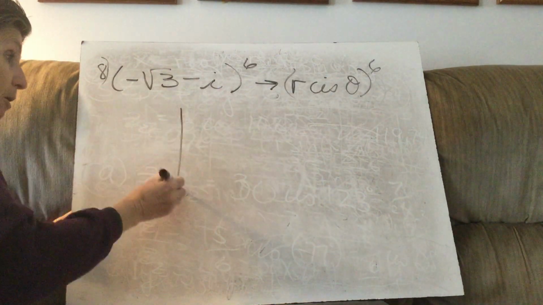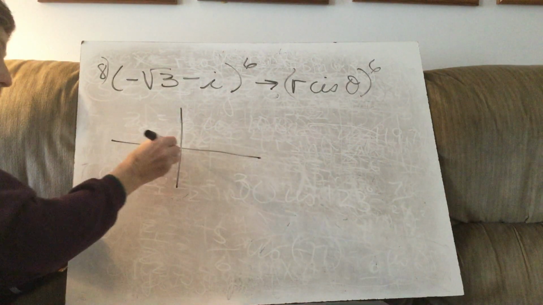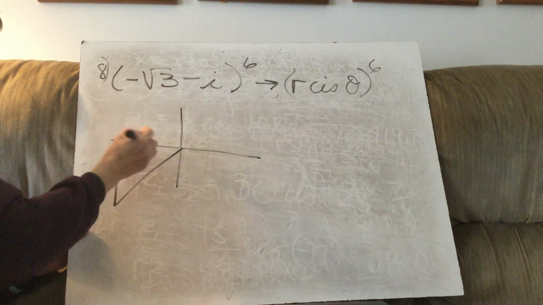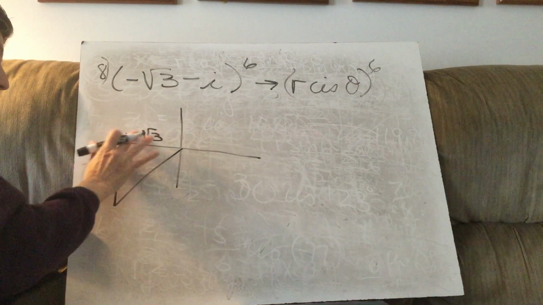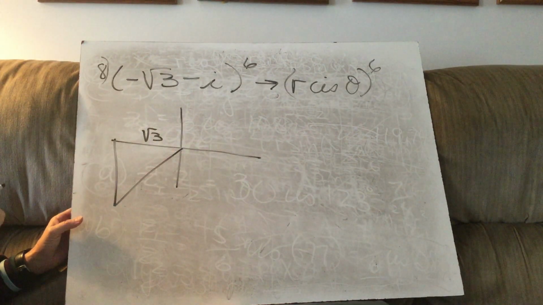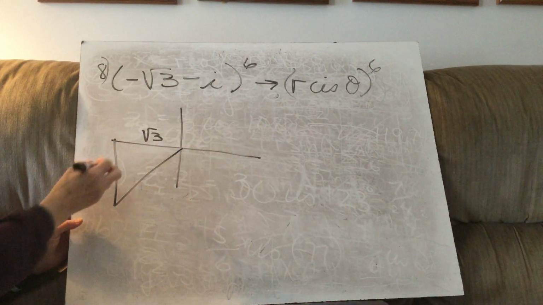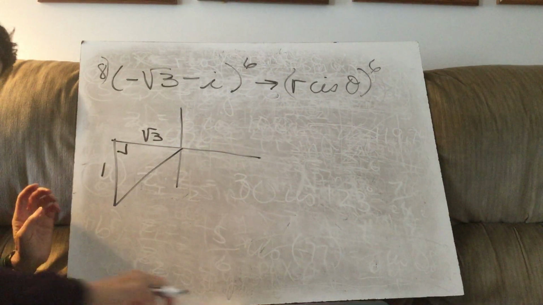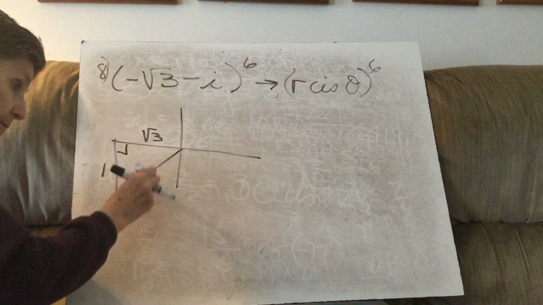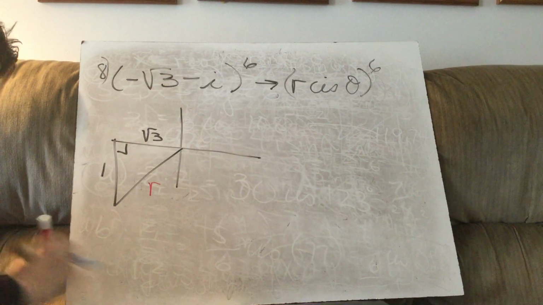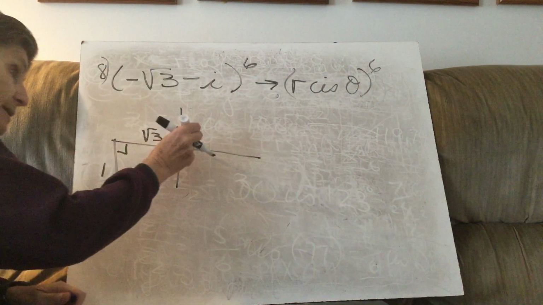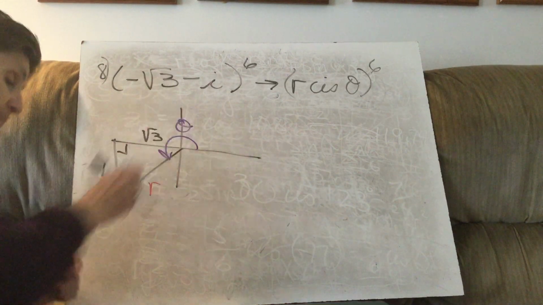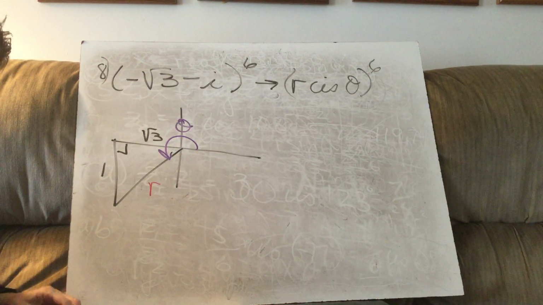So I have to find my r and my theta. I did that on an earlier problem. I'll draw this. I'm going left √3 and down 1. I don't want that negative to confuse you. So here is my r, and here is my theta. This is exactly what we did before. I hope it looks familiar to you.